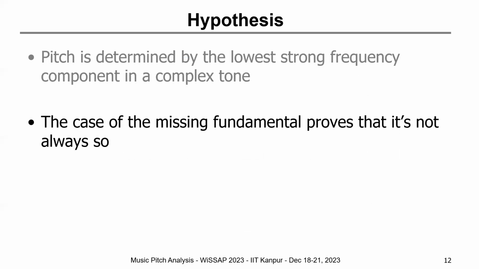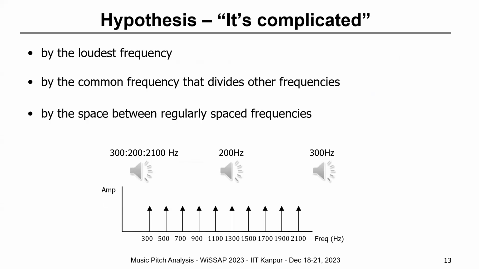Okay, so let's come up with another hypothesis, or maybe multiple hypotheses. Maybe it depends on the loudest frequency in the signal. Maybe it also depends on the common frequency that can divide the other strong frequencies. Or maybe it depends on the space between the regularly spaced frequencies. For example, here I made this example. It's a weird example. You don't find it in nature.